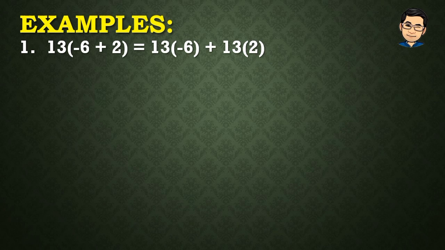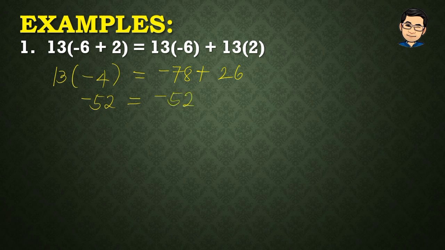So, yung 13, multiply natin sa sum ng negative 6 and 2. So, that is negative 4. Equal daw ba siya sa product ng 13 and negative 6 plus yung product ng 13 and 2. So, 13 times negative 6, that is negative 78, plus 13 times 2, that is 26. So, 13 times negative 4, that is negative 52, equals, so the sum of negative 78 and 26 is negative 52. So, wag kakalimutan ha, follow the sign of the bigger value, and then we proceed to subtraction.